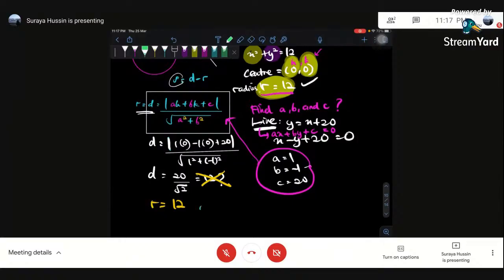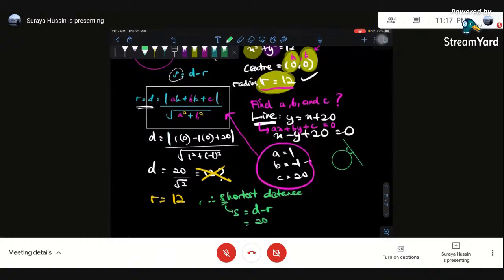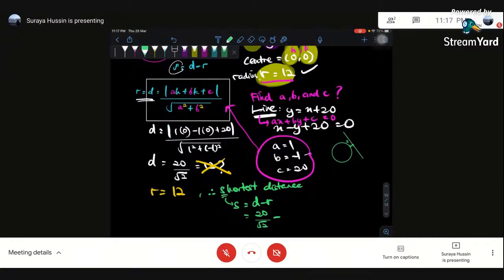Therefore, our shortest distance between the circle and the line, the closest, is actually this S. The shortest distance is here. It means they do not touch because D and R are not the same. So S, the shortest distance, follows S equals D minus R, which is 20 over square root of 2 minus 12, which is actually equal to 2.142. This is your shortest distance answer.